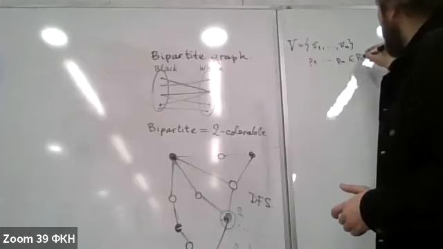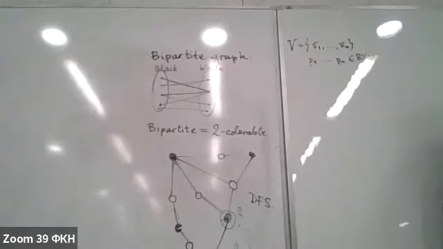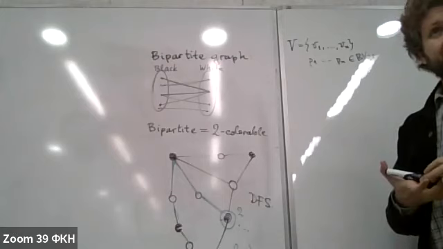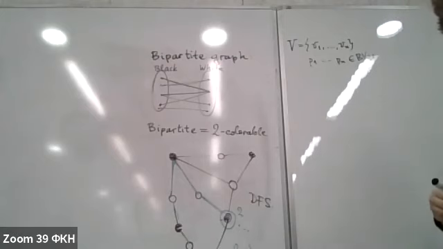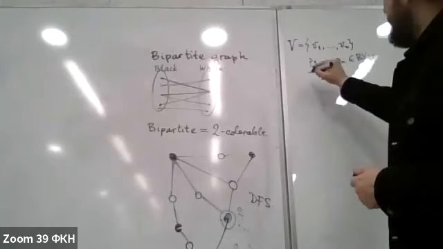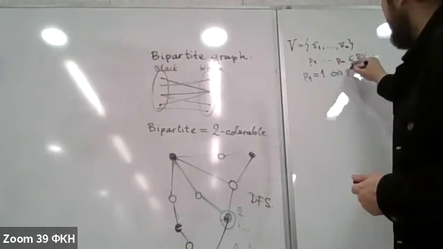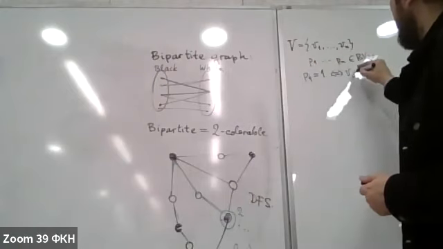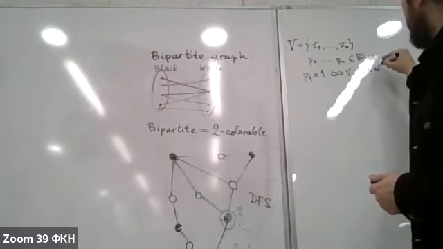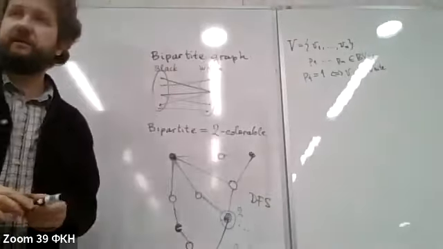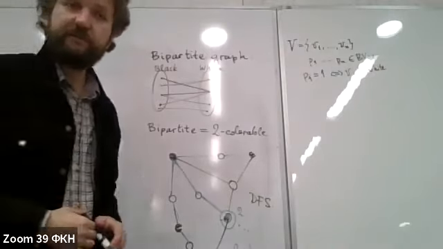These are going to be Boolean variables. We introduce Boolean variables for each point. And then we say the following: Pi equals 1 if and only if Vi is white. So 1 stands for white, 0 stands for black. Maybe vice versa, it doesn't matter.